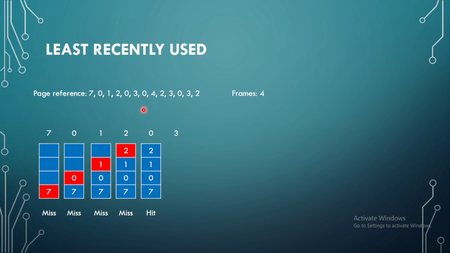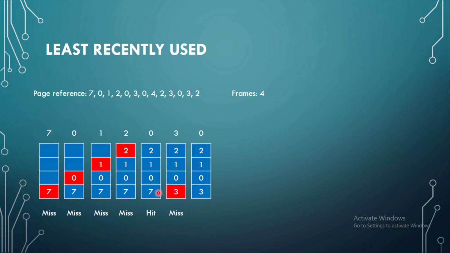And then 3 is not available in the primary memory, so we have to replace the page which is not recently used. 0 was used just now, 2 is already used, 1 is used, 0 is referenced again. 7 is the page which is least recently used. So we remove 7 and place 3 in that place. So there is a page fault.